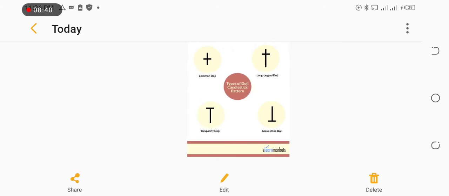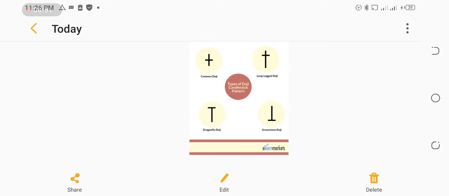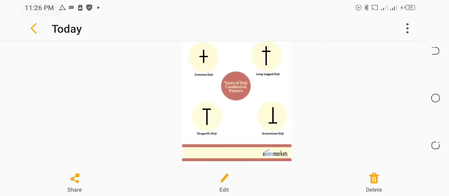It is just like a cross. You can use a cross sign to remember it, or anything you feel like. But this is exactly how the doji is supposed to look. Now, in this picture here, we have the common doji, long-legged doji, dragonfly doji, and gravestone doji.